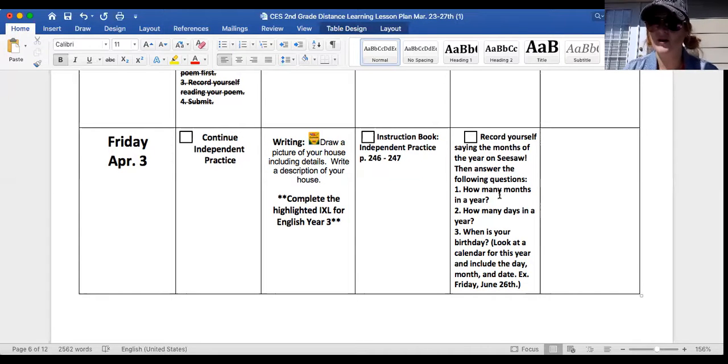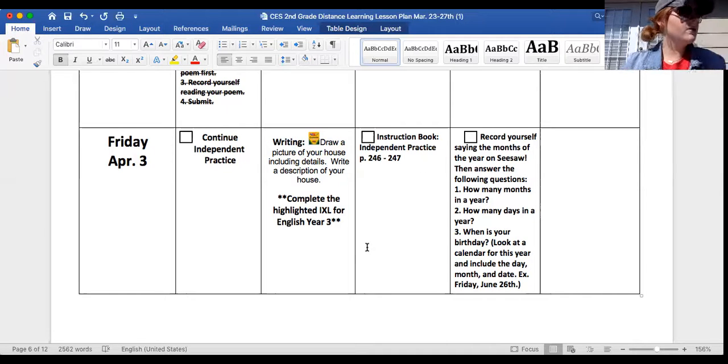How many months are there in a year? How many days are in a year? When is your birthday? Look at a calendar for this year, 2020, and make sure you include the day. So, for example, if I was going to give you my birthday, I'm going to look at a calendar. I'm going to go to July. My birthday is July 27th, and this year it's on a Monday. So I would say Monday, July 27th. So you do that for your birthday for this year.